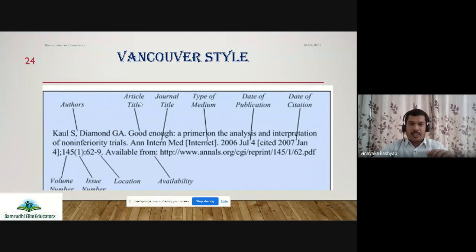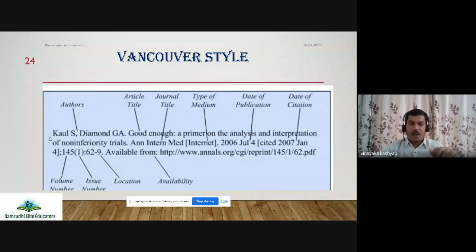After the author name, you will write the article title, whatever is the title of the journal article. Then you are supposed to write the journal title. It can be Indian Journal of Public Health, Indian Journal of Community Medicine, or IJPH, whatever it is, in the short form. Then comes the date of publication, which year, which date, everything. Then the date of citation, when it was cited, and then the volume number, issue number, then the location or the page number, 62 to 69 or 100 to 101. If it is not available, then if it is a 5-page document, then 1 to 5. So this is how we are supposed to write.